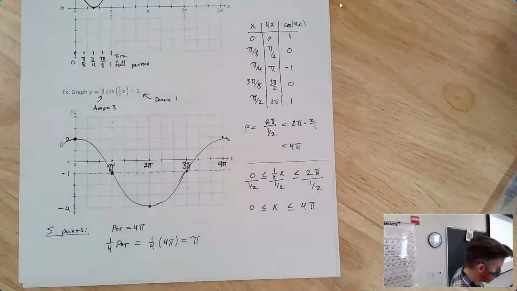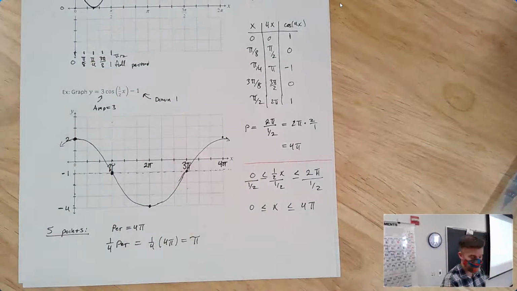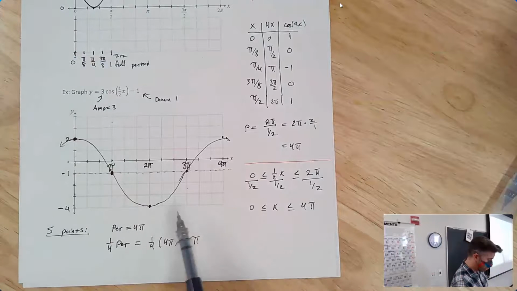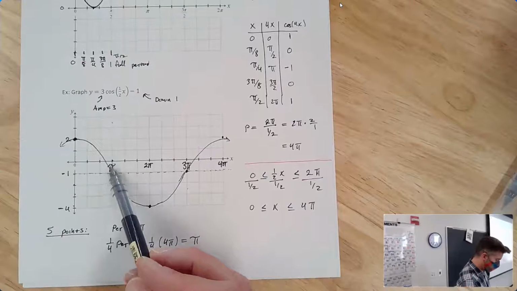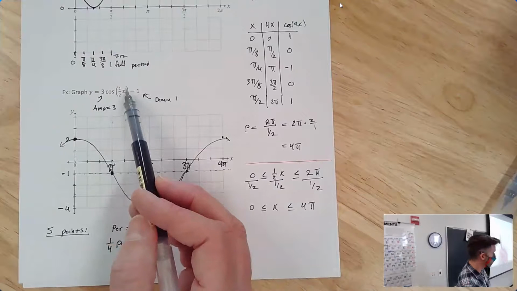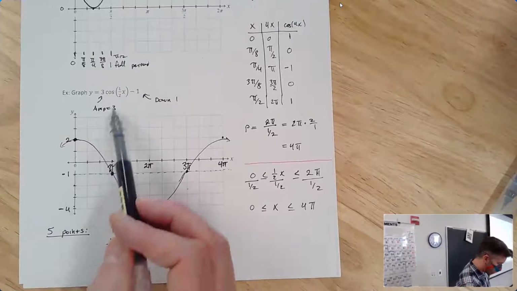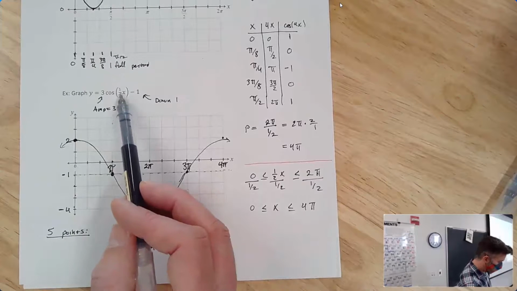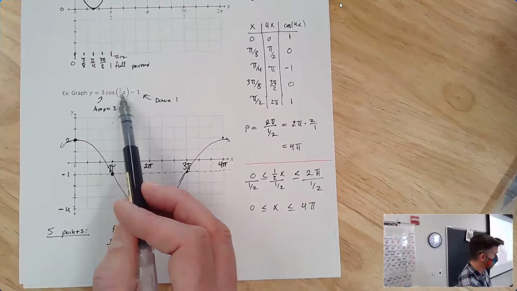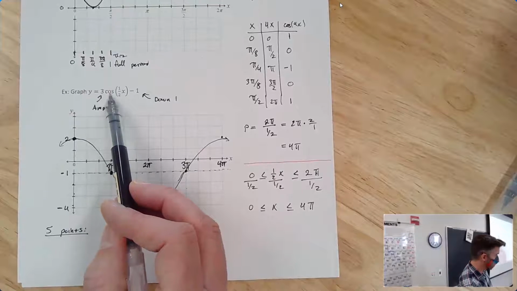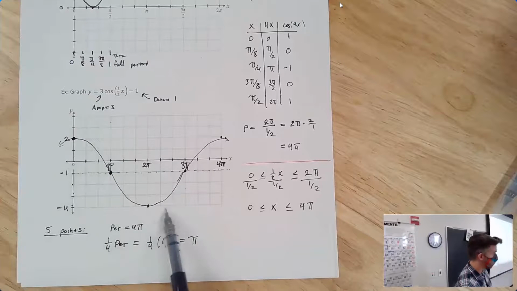There's my y equals 3 cosine of 1/2 x minus 1 graph. And if you really want to, you could check these points, right? If you plug in pi, cosine of pi over 2 is 0. 3 times 0 minus 1 is -1. You plug in 2 pi. Cosine of 1/2 times 2 pi is pi. Cosine of pi is -1. 3 times -1 is -3 minus 1 is -4.